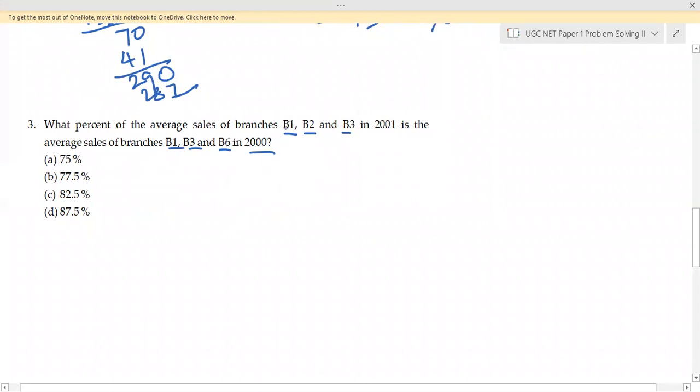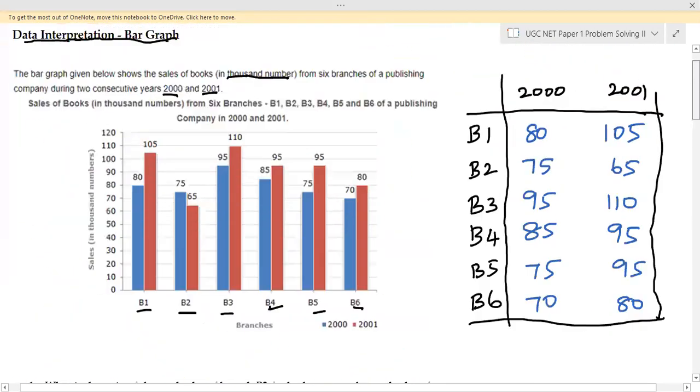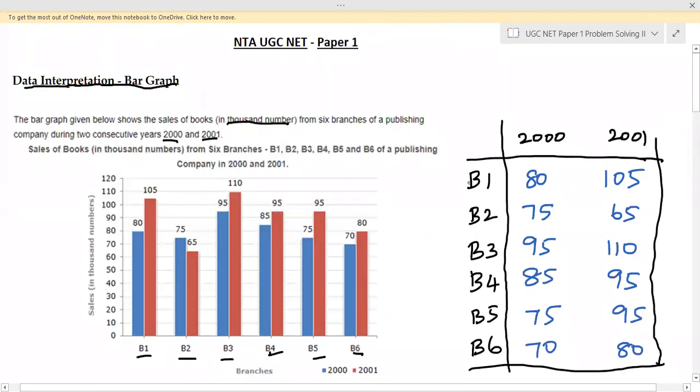Why? Because we need to take the data for the year 2001. So 2001, B1, B2, B3. Yes, we need the average. But for that, if we want to find the average, we first of all need the total, right? So let's worry about the total sales of the branches B1, B2, and B3 in the year 2001. We'll take the data here. Yeah, here it is. 2001, B1, B2, and B3.